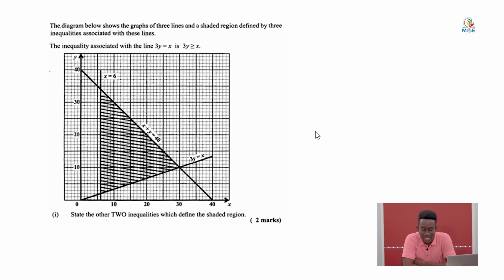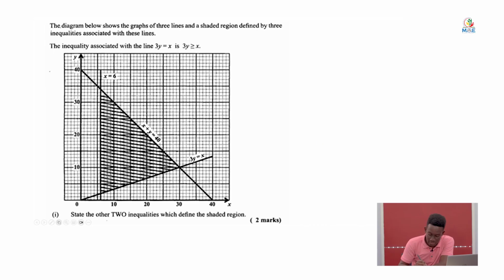In this video, we will be tackling some linear programming questions. So let's head straight into the first one. The question says, the diagram below shows the graphs of three lines and a shaded region defined by three inequalities associated with these lines. The inequality associated with the line 3x = x is 3x is greater than or equal to x. State the other two inequalities which define the shaded region.